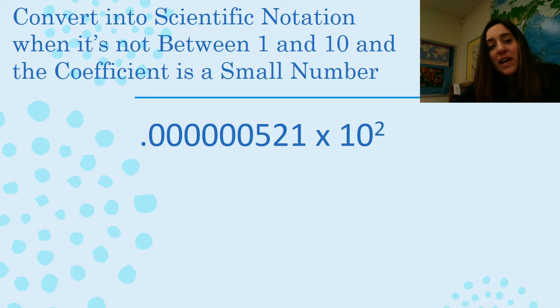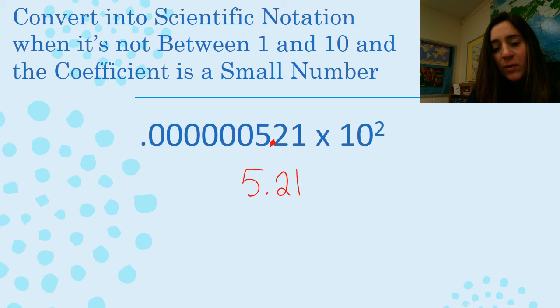Okay, so now what we're going to look at is converting it into scientific notation when the coefficient, the number right here, is not between 1 and 10. So as you can see, this number is much smaller than 1. So for me to make it between 1 and 10, I know I'm going to have to move my decimal point here. So it's going to be 5.21.